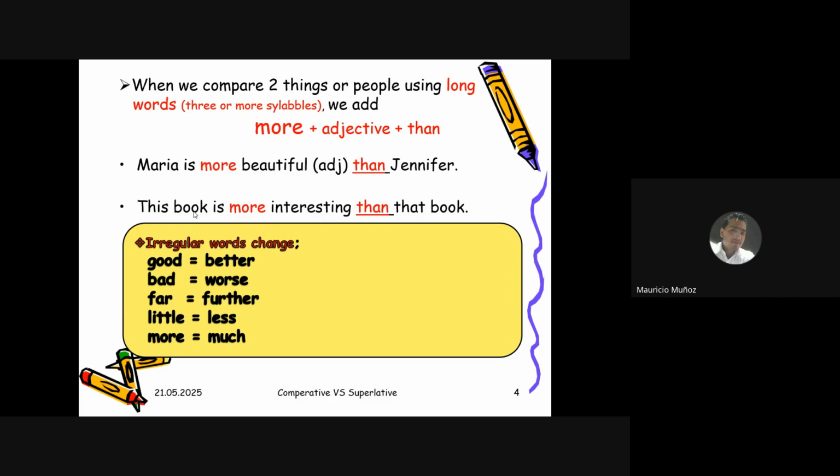So we compare. In sentence number 1, we are comparing Maria and Jennifer. And we use the adjective beautiful. So Maria is more beautiful than Jennifer. And in sentence number 2, we compare books. You see, we compare books. So we said this book is more interesting than that book.